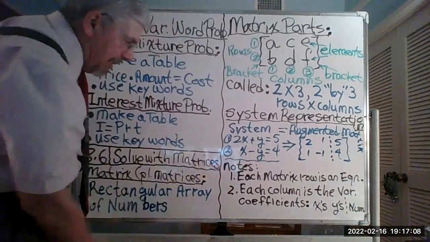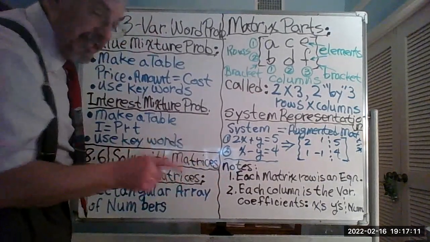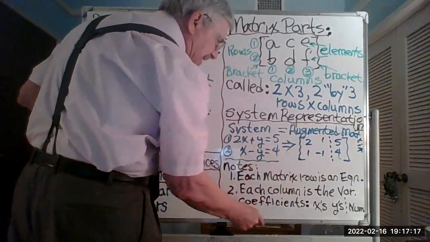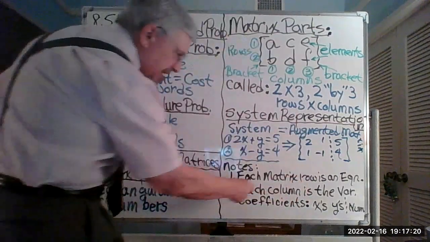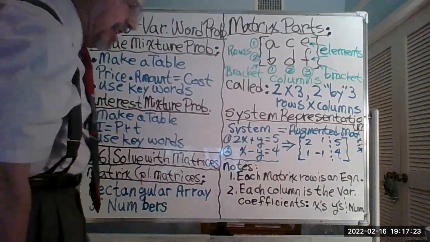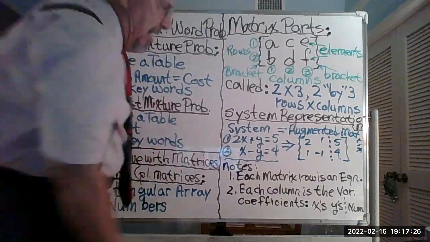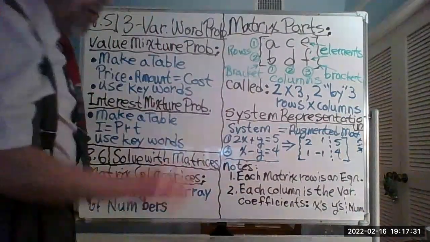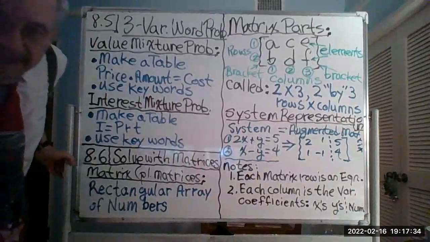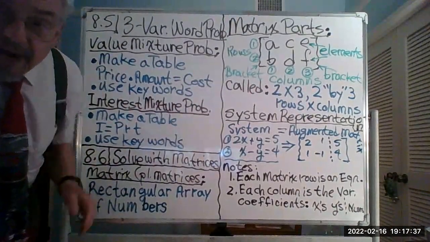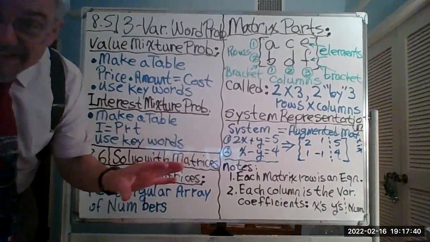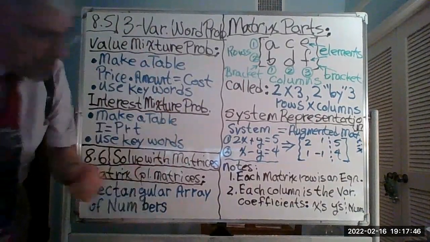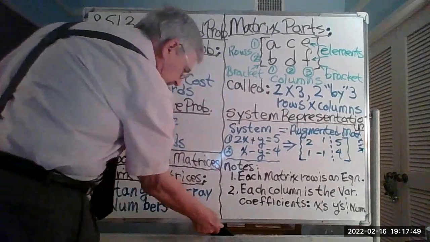A couple of notes here at the bottom. 1, each matrix row is an equation. Notice each row in here is an equation. The first column represents the x's, the second column the y's. Each column is the variable coefficients for x's, y's, and numbers. This is the x column, the y column, the equal sign, and the numbers right there. So my whole system is represented there. I've eliminated the variables. They're still in there theoretically, I just don't see them. The first column is the x's, the second column is the y's. Okay, let's move on here.